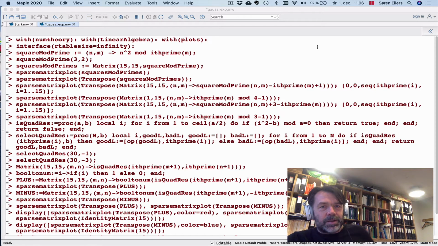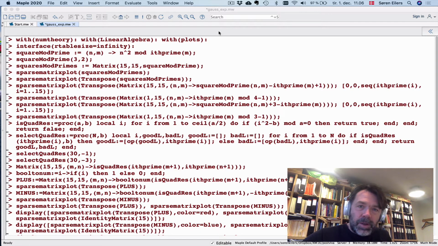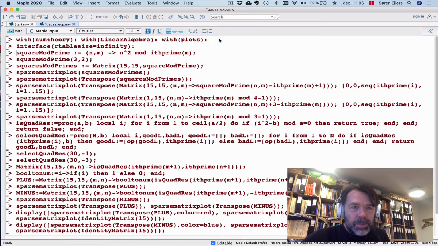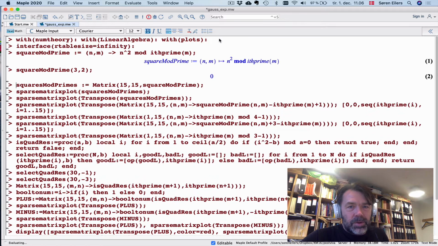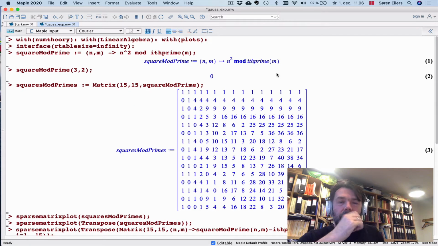Here I want to emphasize a situation where the data is completely discrete and we still can use visualization to sort of see what's going on. So the kind of problem I have in mind is to look at numbers that are square modulo a certain prime. So let me explain what's going on here.